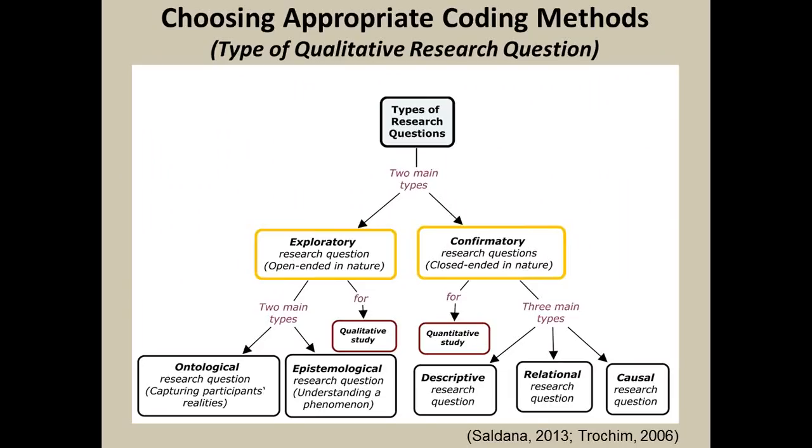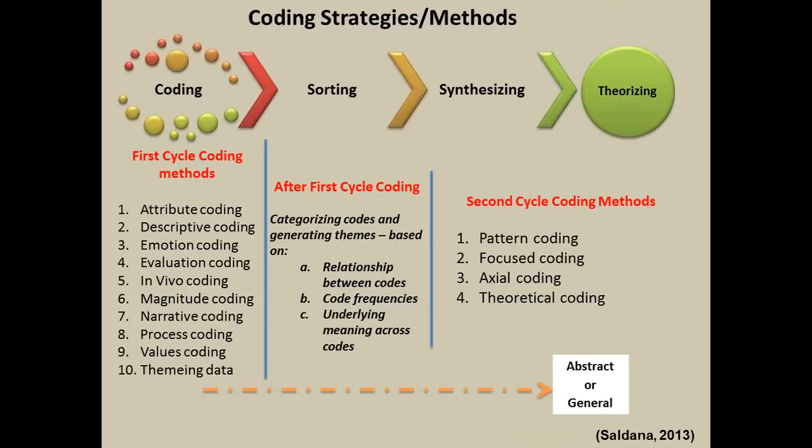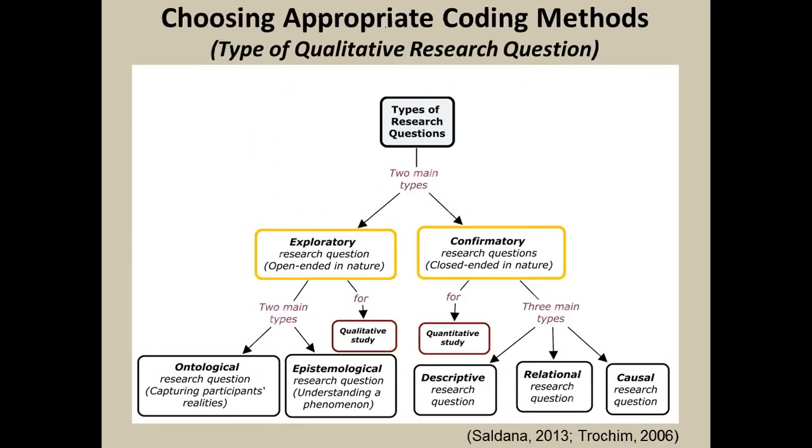Okay, so then the question is, based on the first cycle coding, the codes that we have, how do you make sure that maybe attribute code is the right coding strategy for me, or narrative coding is the right coding strategy for me, or process coding? It all depends on your research question. What is your research question?